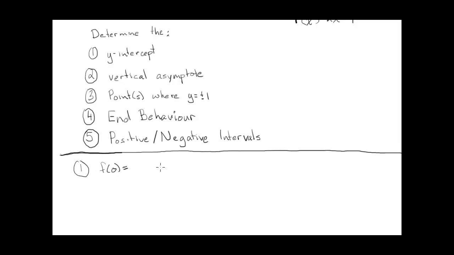So we're just going to sub 0 into our function, 1 over 2 times 0 minus 4. So this is going to be equal to negative 1 over 4. Therefore, the y-intercept is (0, negative 1 over 4).